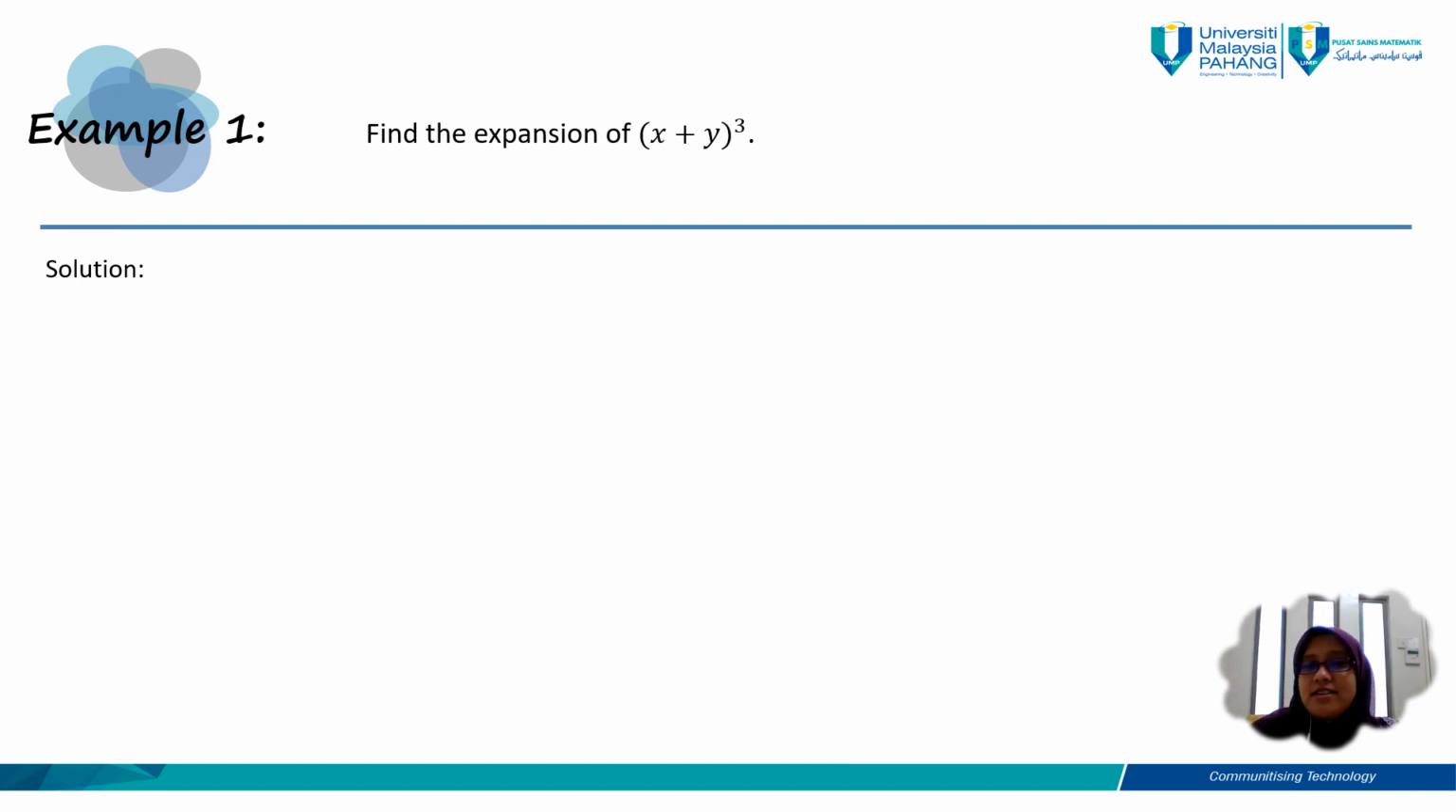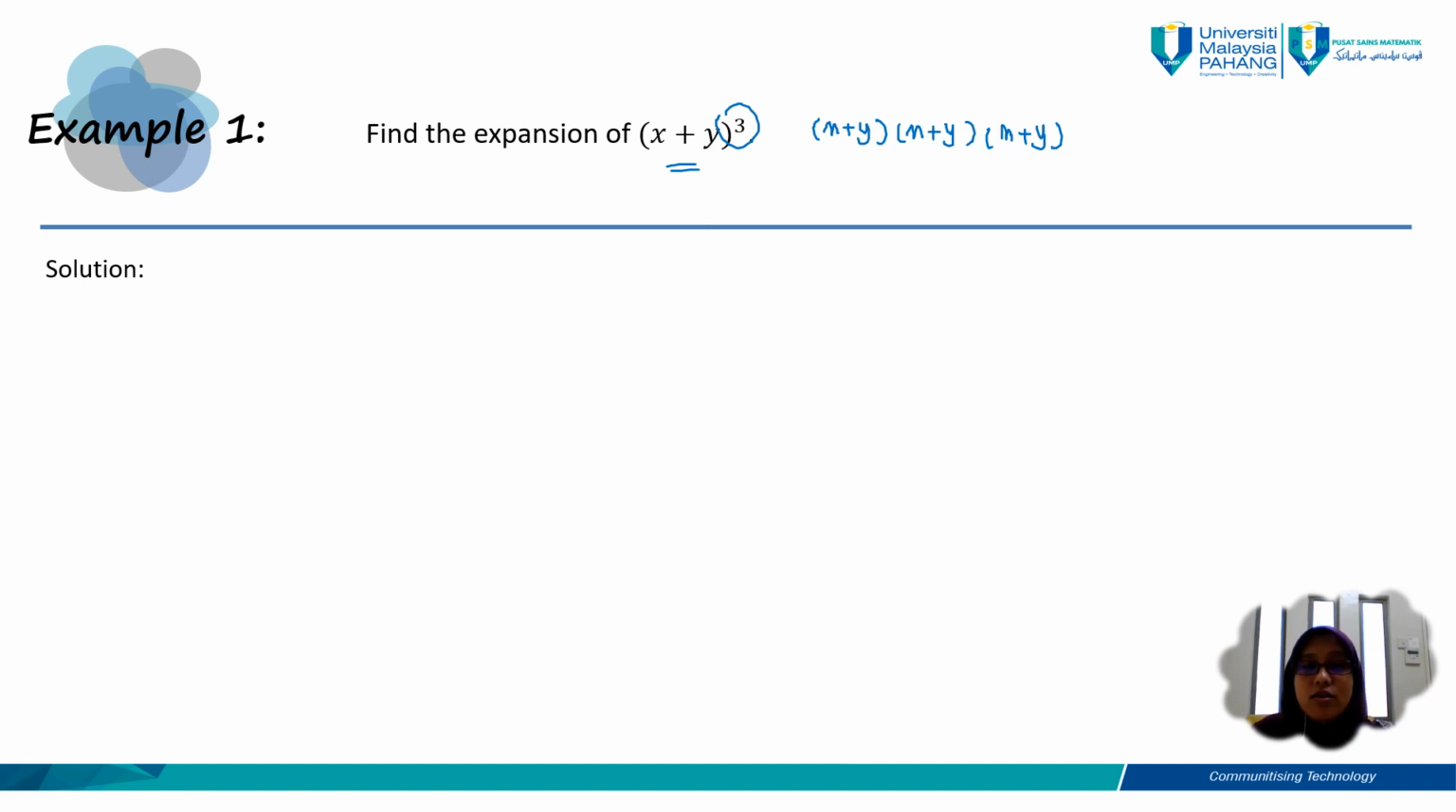For better understanding, let's try one example here. Find the expansion of (x plus y) to the power of 3. For this expression, it is actually very easy for us to expand it manually because n is equal to 3 only. So we will have (x plus y) multiplied with (x plus y) multiplied with (x plus y). So this is how you expand the expression manually. But now we are going to expand by using the binomial theorem.